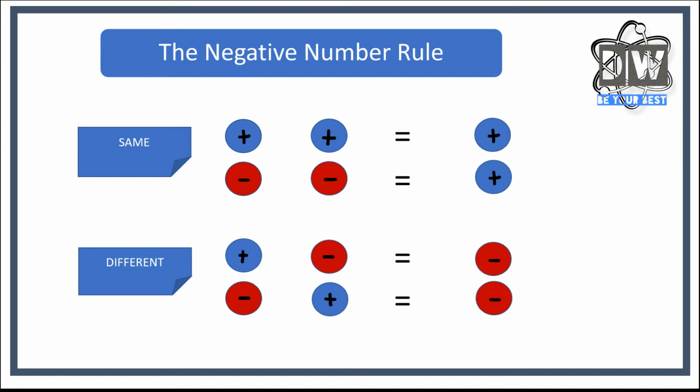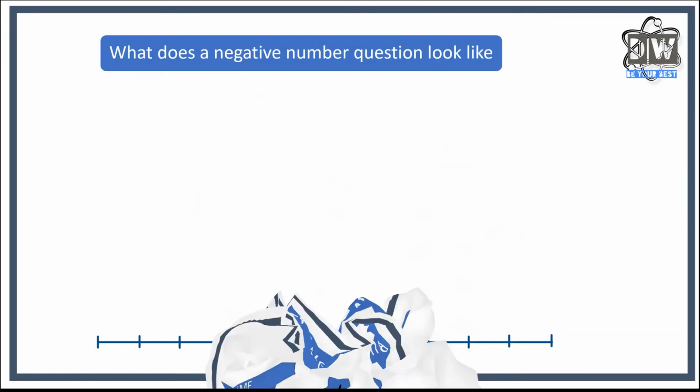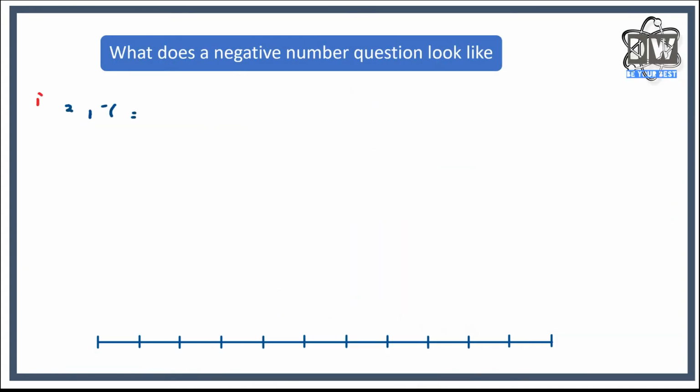The difference here is where you apply the rule. So you need to have an understanding that when we're timesing and dividing, we'll apply the rule in one way. When we're adding and subtracting, we'll apply the rule in a slightly different way. So here is a question. And now we're going to bring up that negative number rule. So what is the negative number rule? If the symbols are the same, you'll have a positive. If the symbols are different, you'll have a negative.